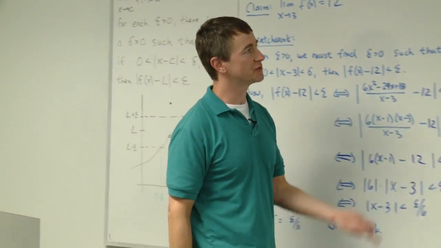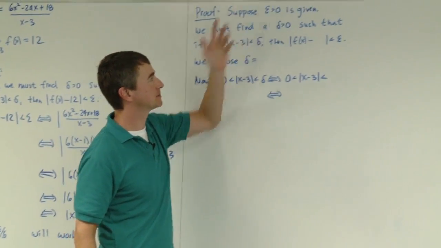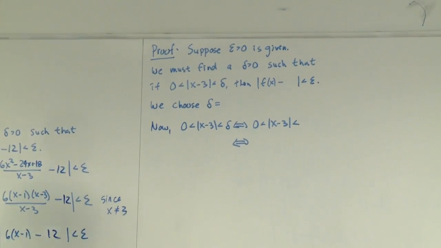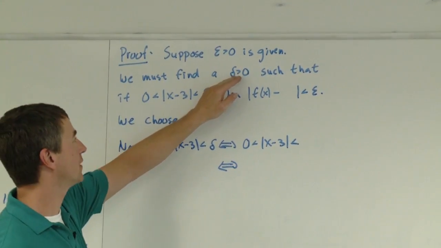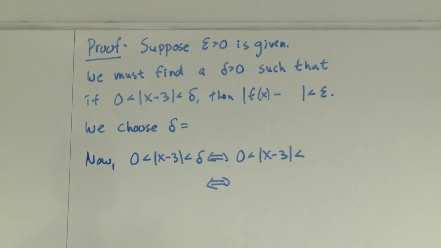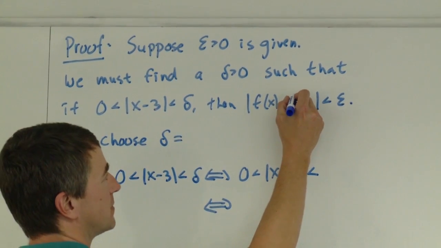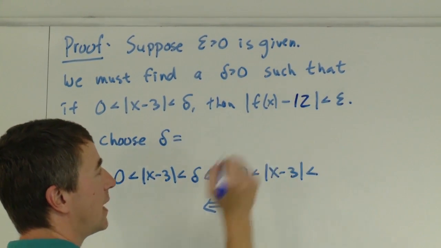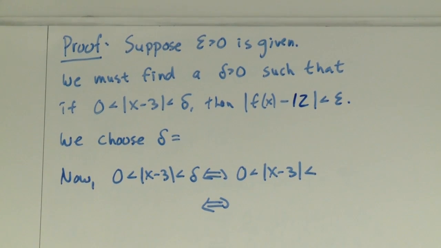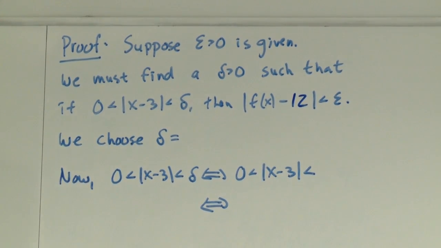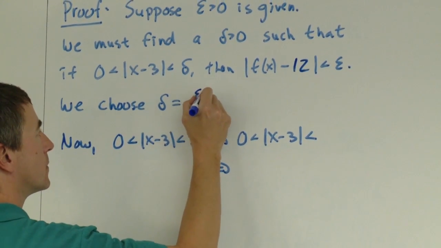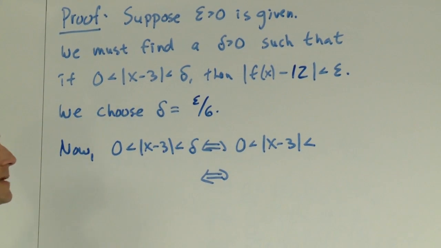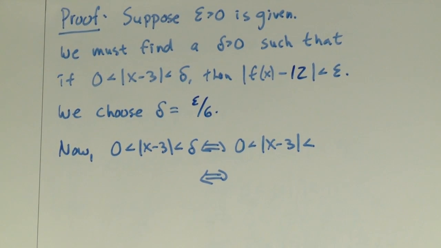All right, so let's do the proof. So again, all these proofs start the same way. Suppose epsilon greater than 0 is given by this person on the street. It's our job to find the delta, such that if 0 less than absolute value of x minus 3 is less than delta, then f of x minus our limit, which we decided was 12, is less than epsilon. We choose delta to be what? Epsilon divided by 6, because we've done the scratch work.